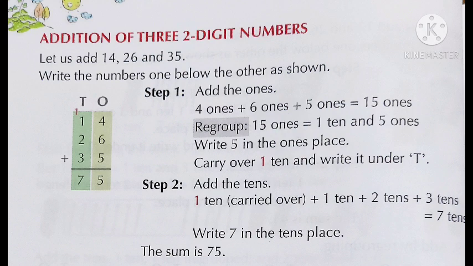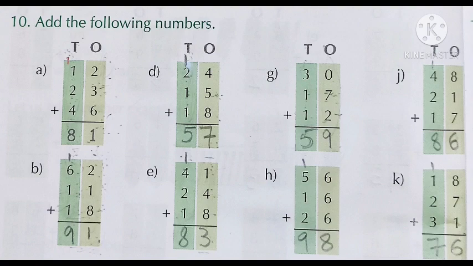Let's see some examples. As you can see in the first example, the question is 12 plus 23 plus 46. First we are going to add the ones side. What do we have in ones? 2, 3 and 6. 2 plus 3 will be 5. Then 5 plus 6 will be 11. So 11's 1 we will write and 1 we will carry forward to the tens side.